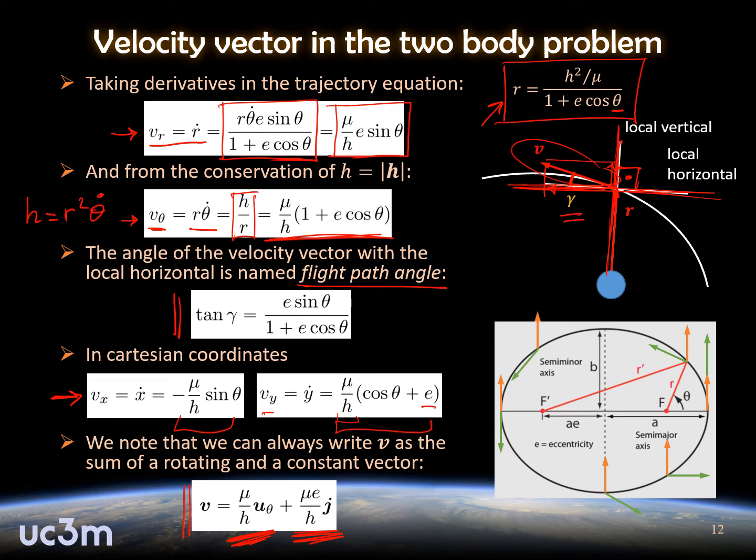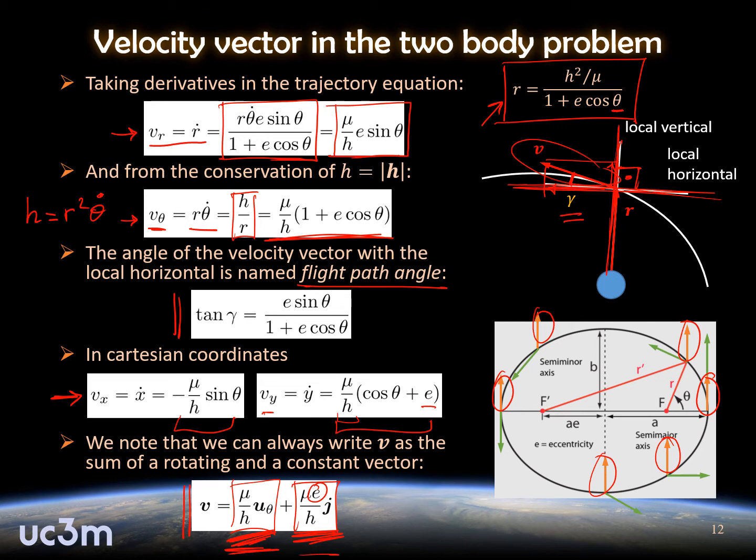Indeed, if you try to plot the velocity vector at different points in the orbit, you can see that it is always the sum of these two vectors, one which is fixed and the other one which rotates depending on where you are. Here in orange, I have represented the second part of this expression, the constant one. You see that it's always pointing up along the j direction, and the first component here is represented in green. For an elliptic orbit, since the eccentricity is a value smaller than 1, the first component is larger than the second.